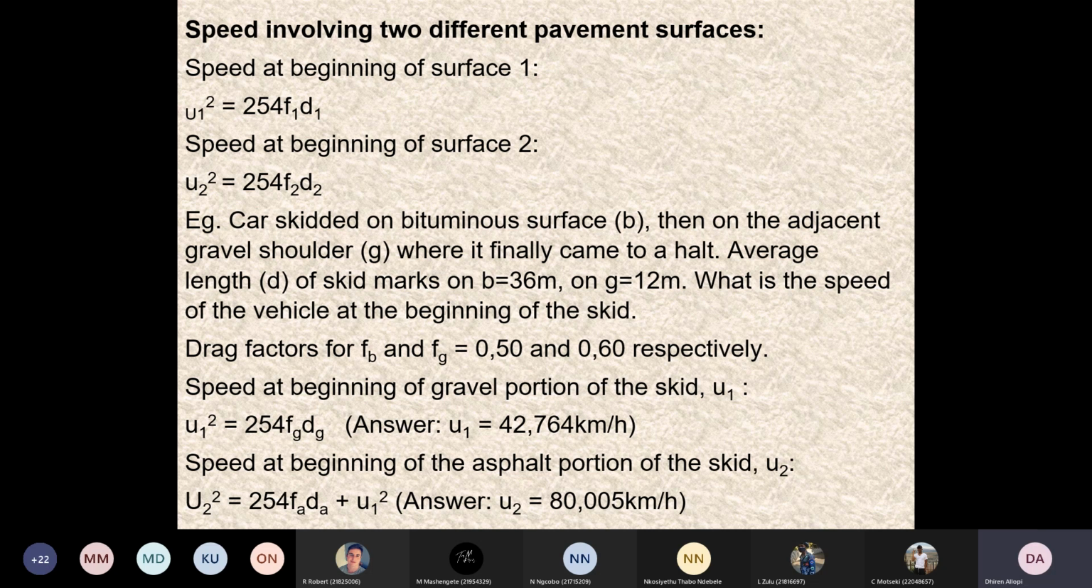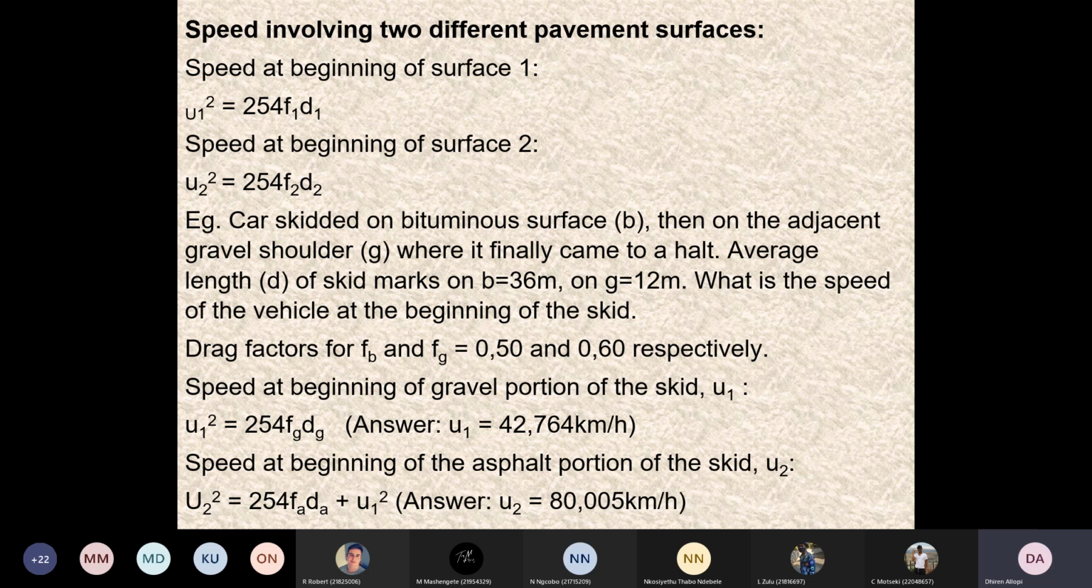So we are now looking at some of the calculations pertaining to module 3. So the speed at the beginning of surface 1, whatever surface 1 is, you can see the speed formula given there: u squared equals 254 f1 d1. Obviously, then if you wanted to calculate speed, it will be the square root of that. And the speed at the beginning of surface 2 is given there.